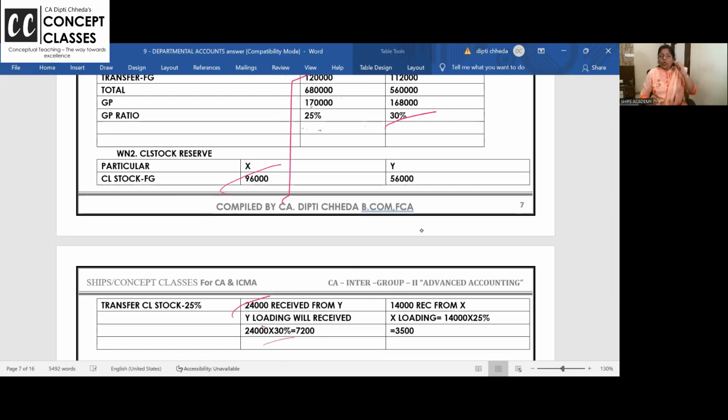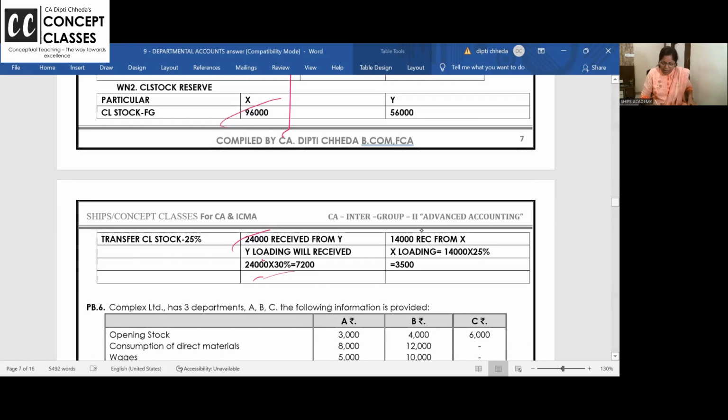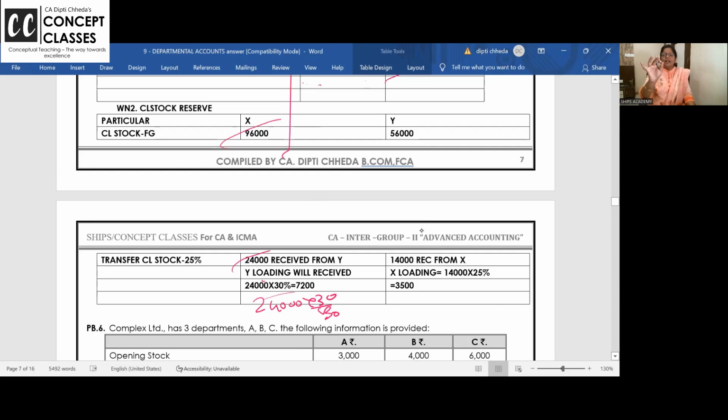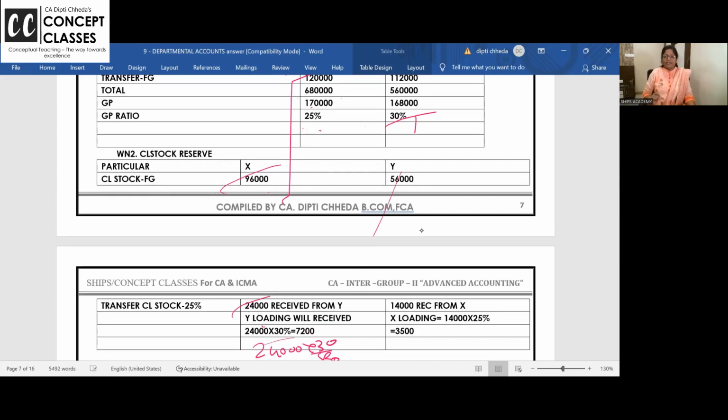And these loadings don't take. Some students always ask me. हर batch में कोई ना कोई पूछता है. Ma'am, 24,000 into 30 by 130 क्यों नहीं कर रहे? अरे this time the loading is on sales. Look at the story. X. How much is your closing stock? 96,000. In that 24,000 you have received from Y. So 24,000 Y का stock मेरे पास है. Y के stock में Y का loading होगा ना. कितना है Y का loading? 30%. Stock reserve is 7,000.